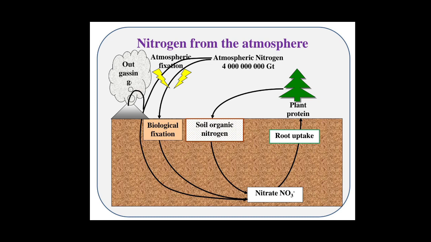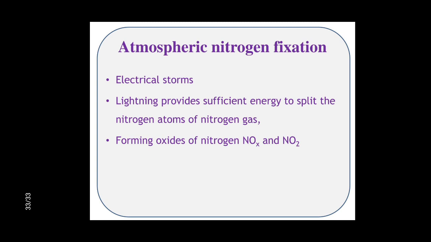This is also an example of nitrogen fixation, as the lightning energy dissociates the nitrogen molecule, and this forms acid rain, which is converted into nitrates, which are present in soil. There is also biological fixation and soil organic nitrogen, and all these nitrates are used in the growth of plants.